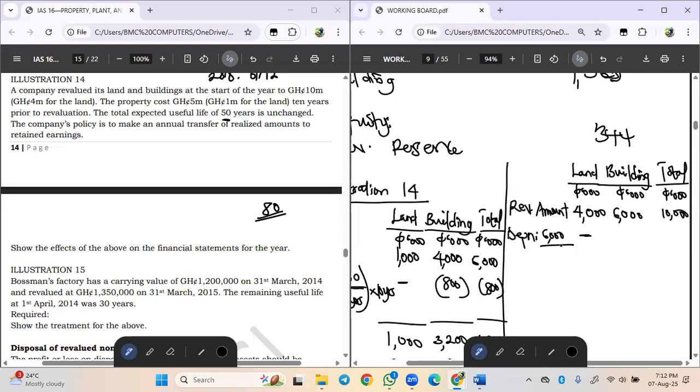Now the term is 50 years. We've consumed 10 years prior to revaluation, out of the 50. So now it's left with what? 40 years. So that particular year, it will be 6,000 divided by 40. This time around, there is no accumulation. There is only 1 year, so it will be over the 40 years. That's all. So please give me the annual one for the building.